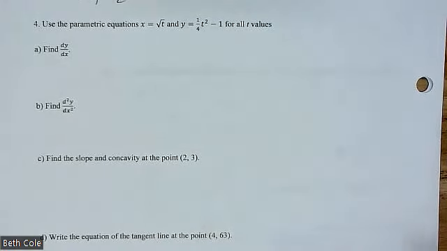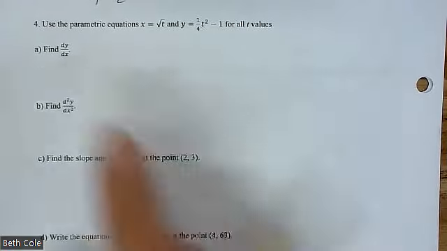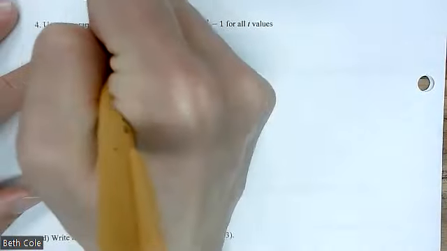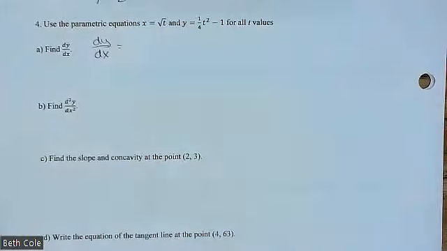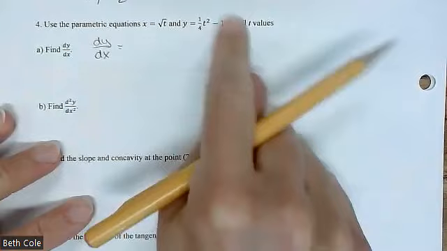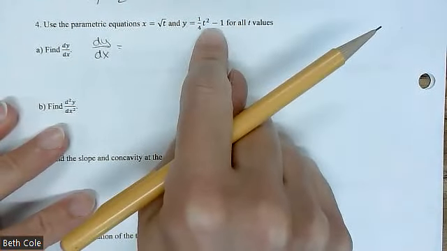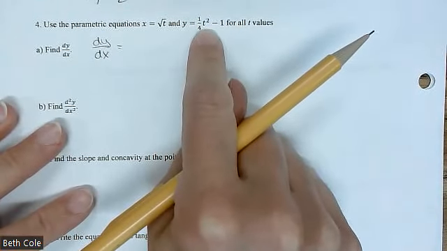There's not a whole lot. You guys know how to take derivatives. We're just applying it to a parametric equation. All right. So find dy dx. You're going to do dy dt over dx dt. So look at y. What would be our derivative for y? Good. 2/4 reduced to 1/2. So 1/2 t.